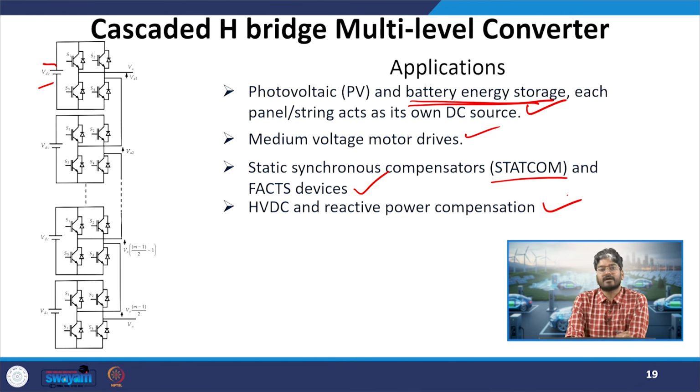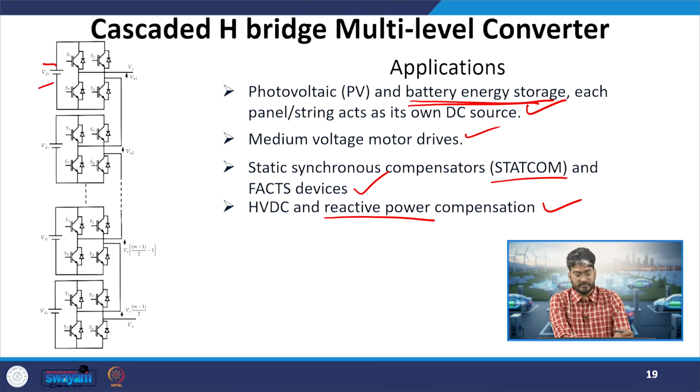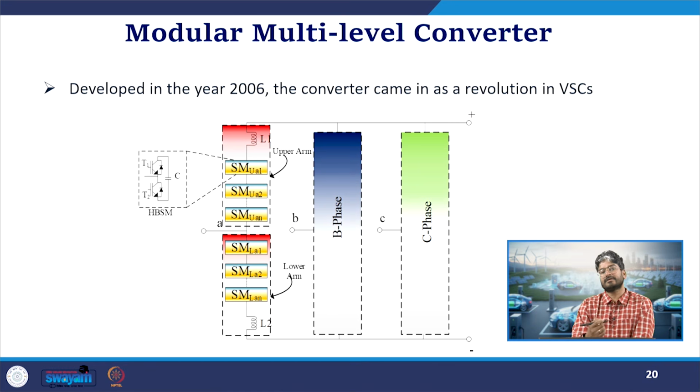Then HVDC and our reactive power compensation. In HVDC, where we wanted this reactive power compensation, it can be used. After this we have seen three types of multi-level converters. Each one of them had their own merits and limitations.